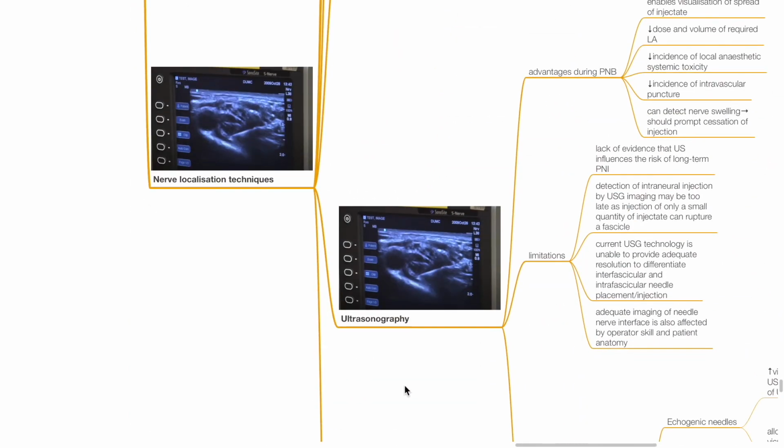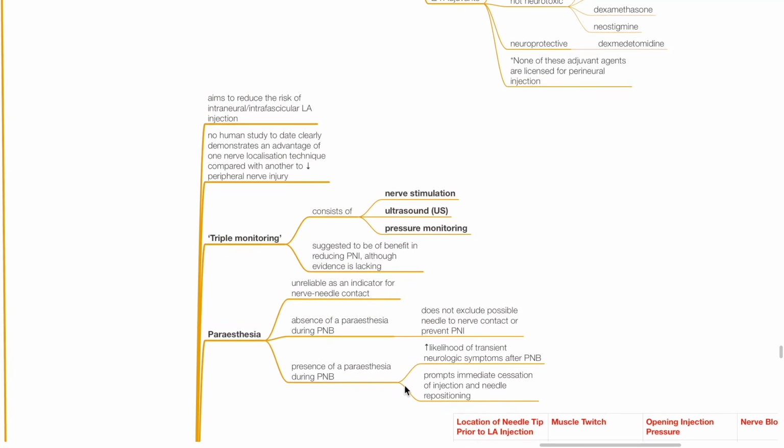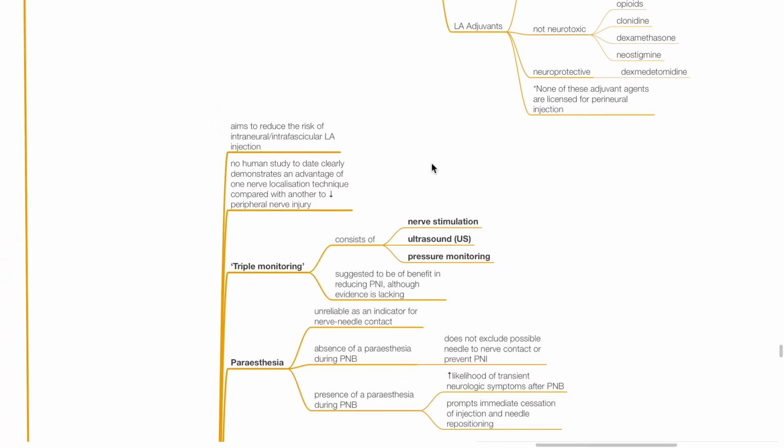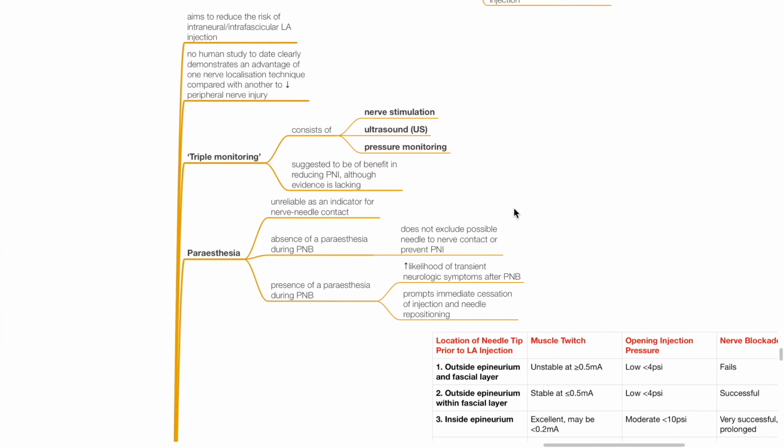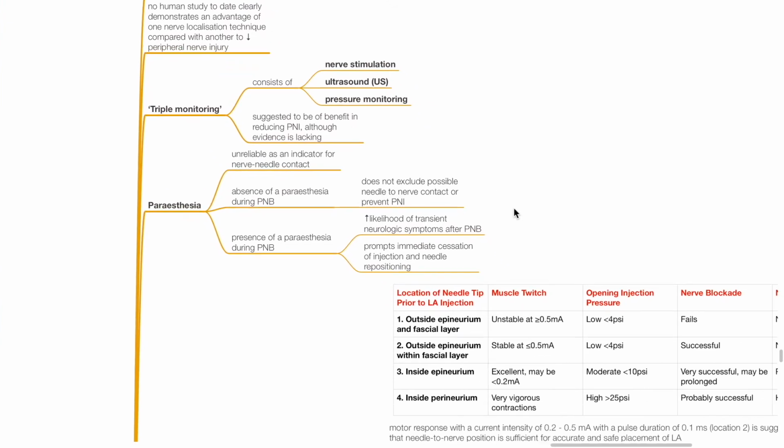Nerve localization techniques aim to reduce the risk of intraneural or intravascular LA injection. However, no human study to date clearly demonstrates an advantage of one nerve localization technique compared with another to reduce peripheral nerve injury. Triple monitoring, consisting of nerve stimulation, ultrasound, and pressure monitoring, has been suggested to be of benefit in reducing PNI, although evidence is lacking. Paresthesia is unreliable as an indicator for nerve-to-needle contact.